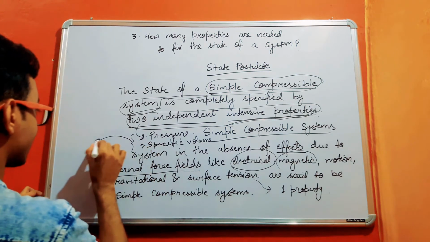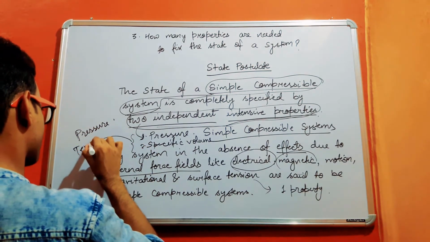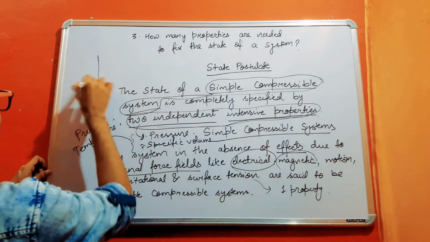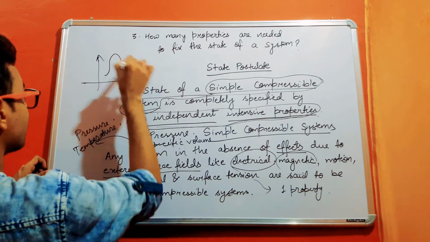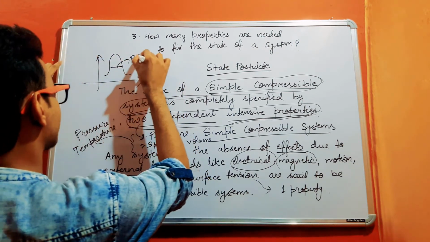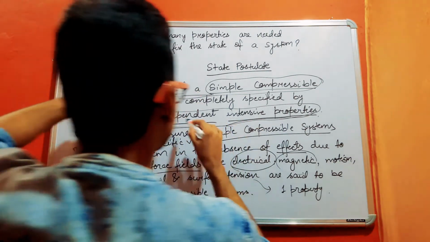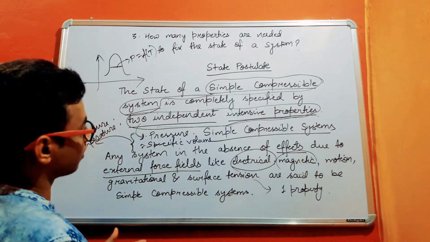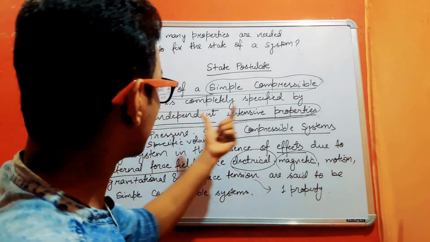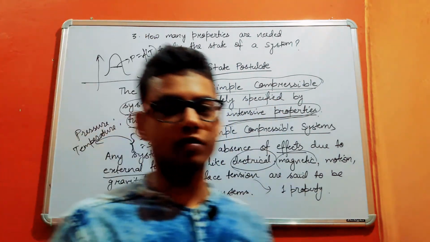But we cannot take pressure and temperature, because in case of phase change processes, suppose here two phases are existing and here pressure is a function of temperature, that both are dependent on each other, so they are not independent. That's why it is always preferred to take pressure and specific volume as those two intensive independent properties. So this is all about this video.